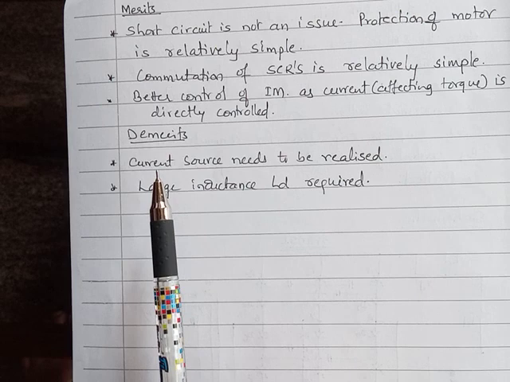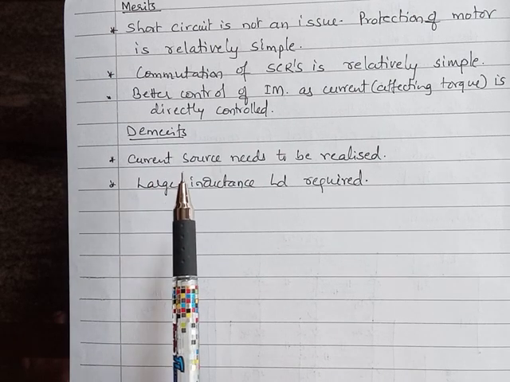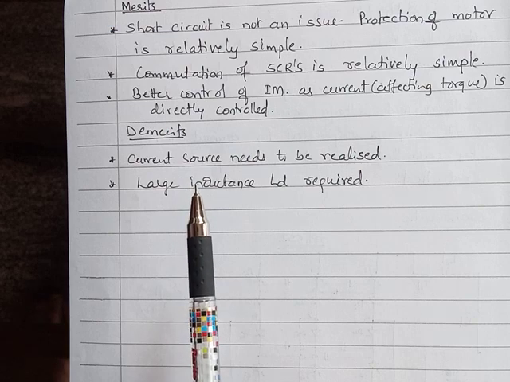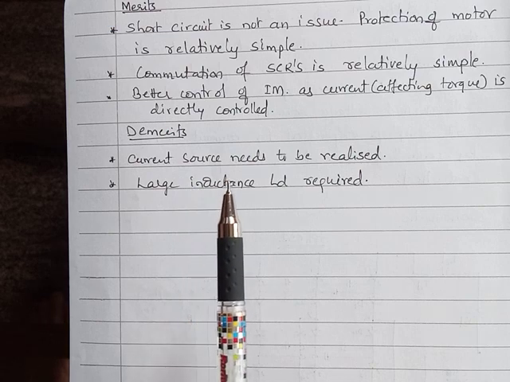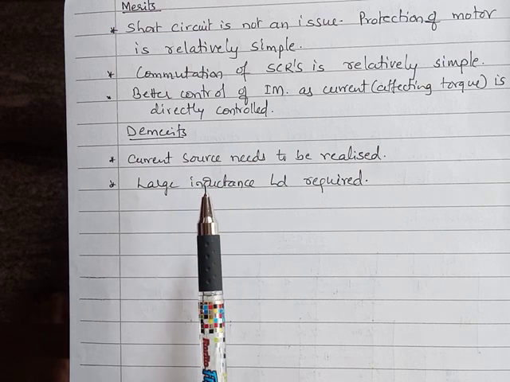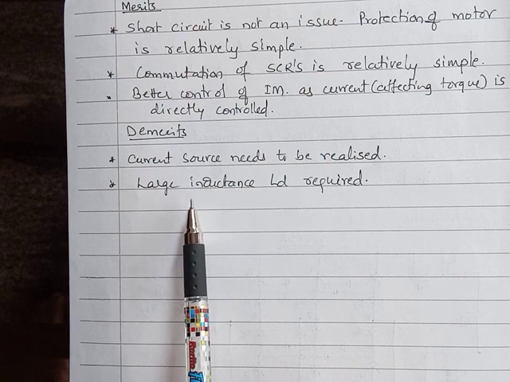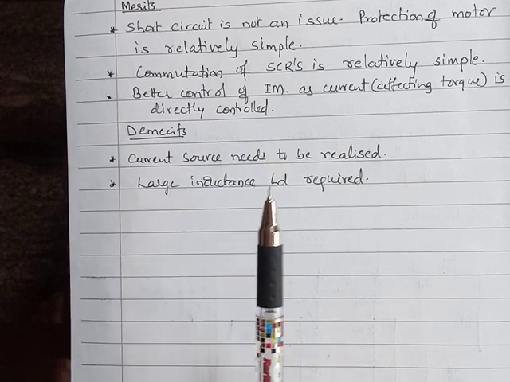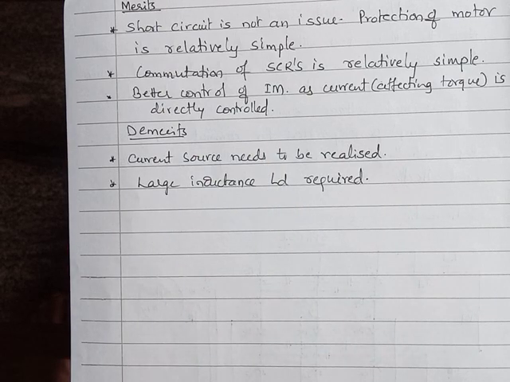Whereas the demerits: the current source itself is a problem, because it is not a readily available source. It is to be realized with the available voltage source, and that requires a large inductance to be connected in series. These are the demerits. Okay, next we will take up the three-phase induction motor operation.